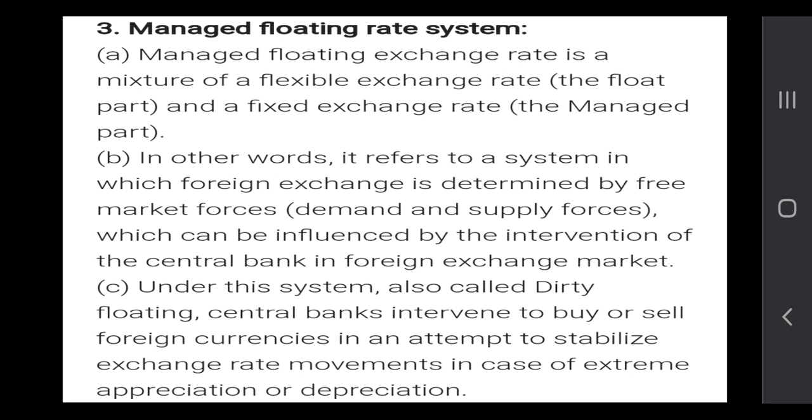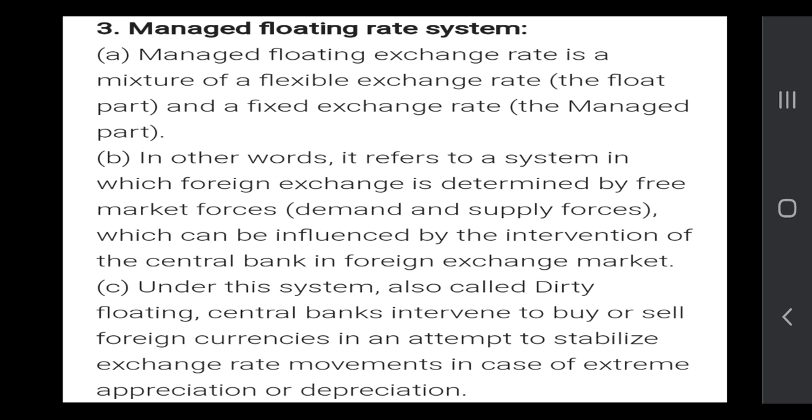Then managed floating rate system. So what is managed floating? It is a mixture of both flexible and fixed exchange rate system. In other words, it refers to a system in which foreign exchange is determined by free market forces. Means in this system, exchange rate is determined by free market forces, demand and supply forces, which can be influenced by the intervention of the central bank in foreign exchange market.